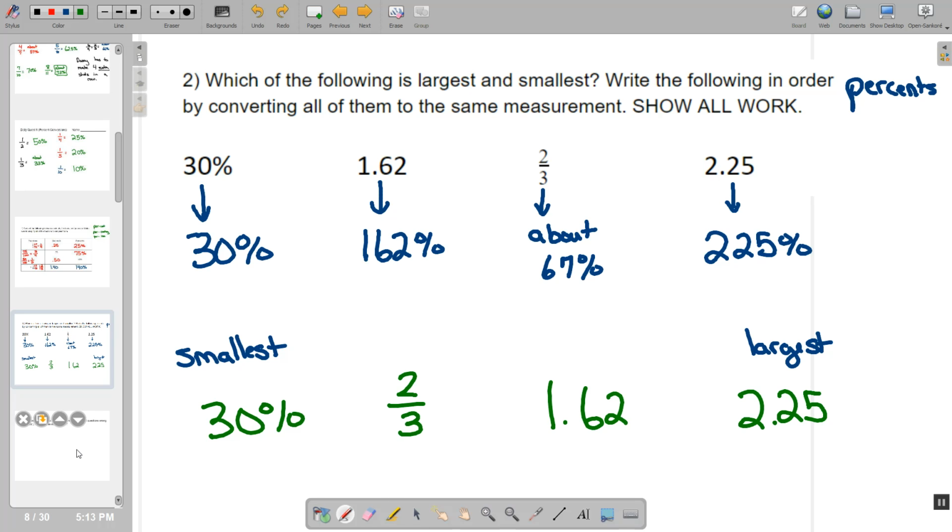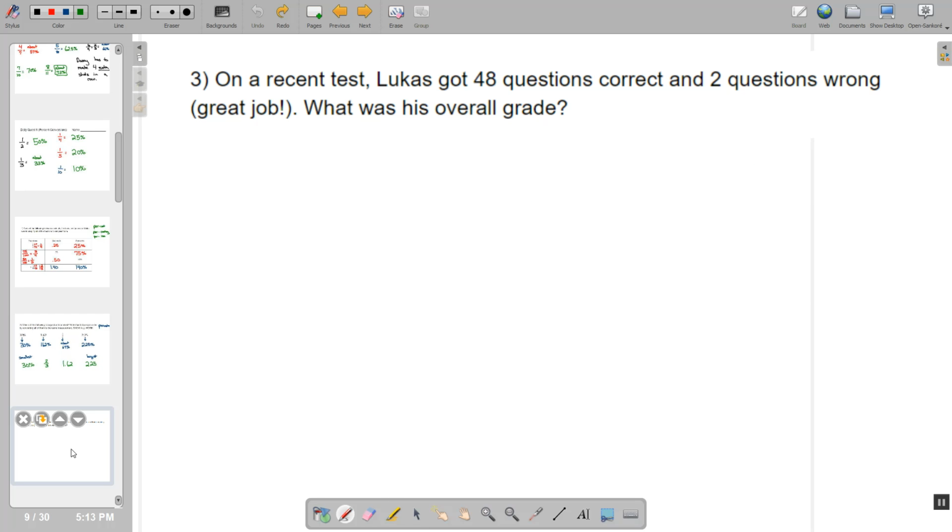Let's move to the story problems. On a recent test, Lucas got 48 questions correct and 2 questions wrong. Great job. That's really good. What was his overall grade?